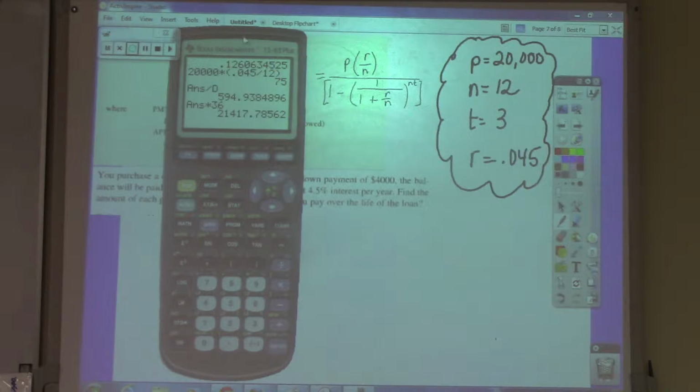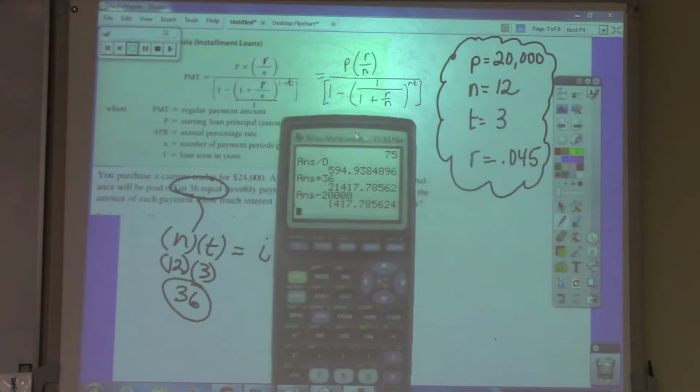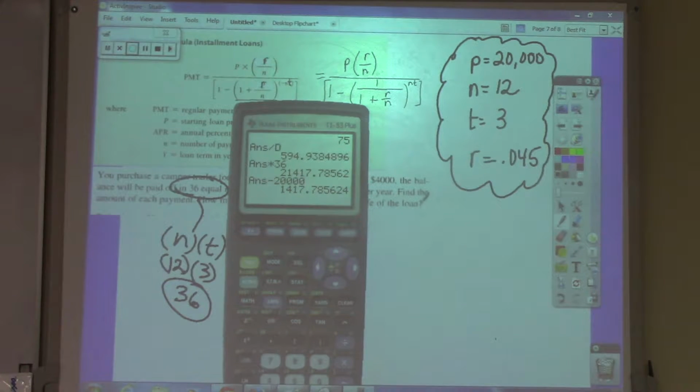You're actually paying $21,417. So minus what you borrowed, which is called the principal. And how much interest are you paying on $20,000? $1,417.80.